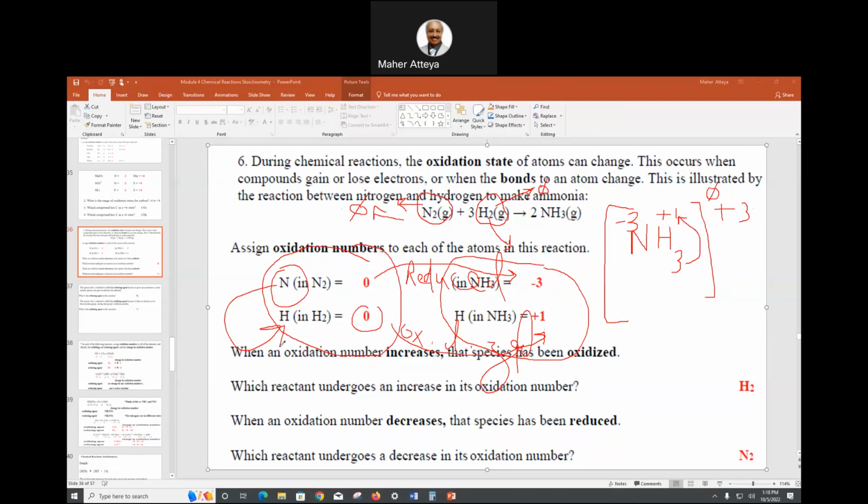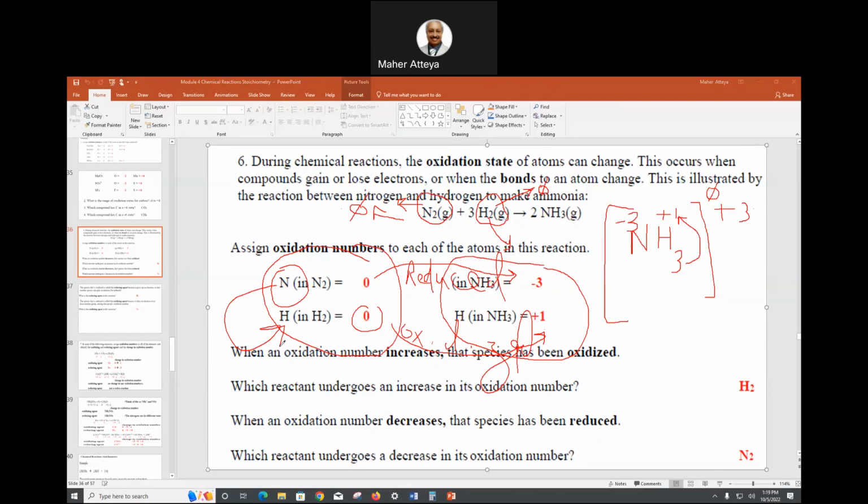Very important to know the oxidizing agent and reducing agent. So what does hydrogen do to nitrogen? Forcing nitrogen to be reduced, correct? So hydrogen is a reducing agent. What does nitrogen do to hydrogen? It's forcing hydrogen to be oxidized, correct?